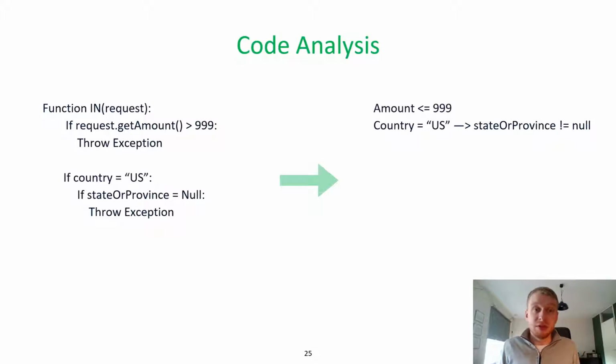If the request amount is greater than 999, something would go wrong, so we know that the amount must be less than or equal to 999. This is a single parameter constraint. For interparameter constraints, this works much the same.